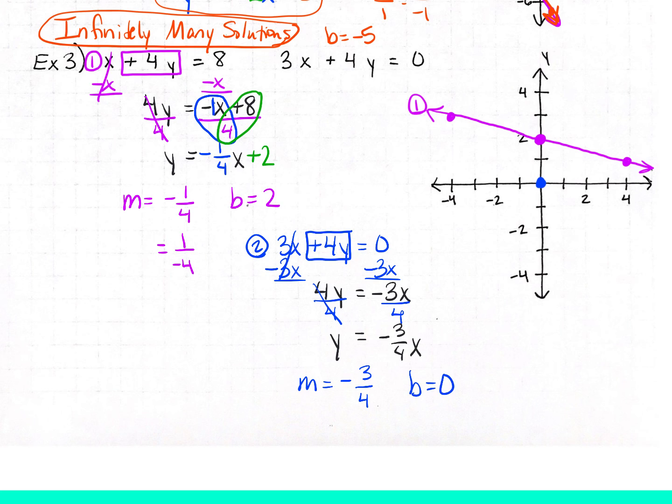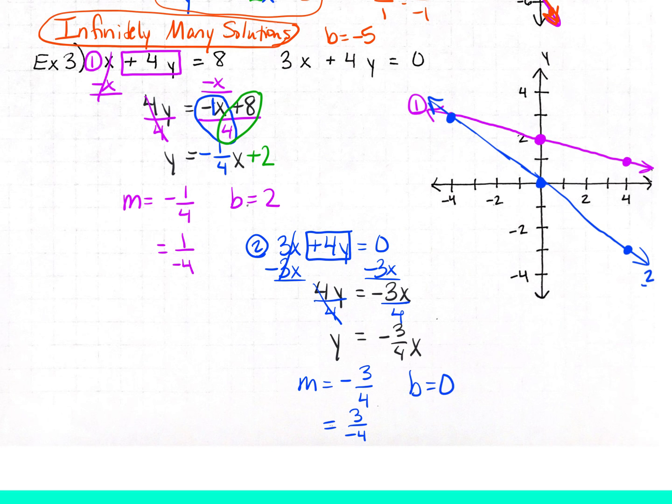So that means that for this second equation, I'm going to start on the y-intercept at 0, and then I'm going to go down 3, right 4, and plot a point. I could also do the opposite, which is positive 3 over negative 4. From the y-intercept, I can go up 3, left 4, and plot a point. And then I'm going to draw my line through these points. I do notice I have a point in common.